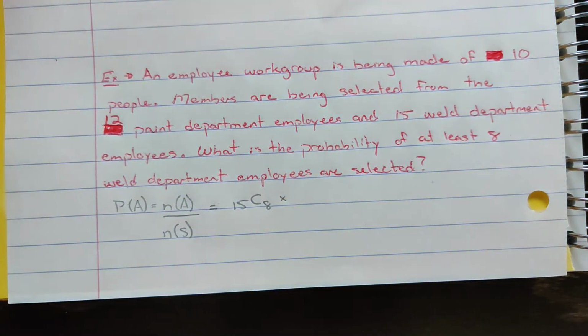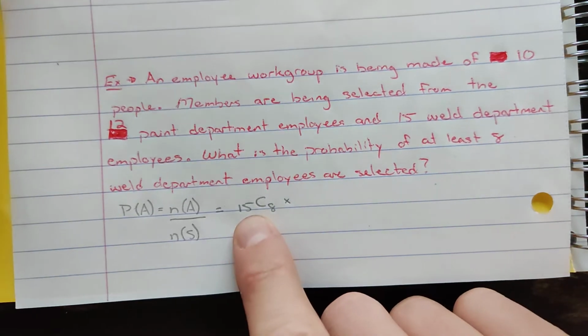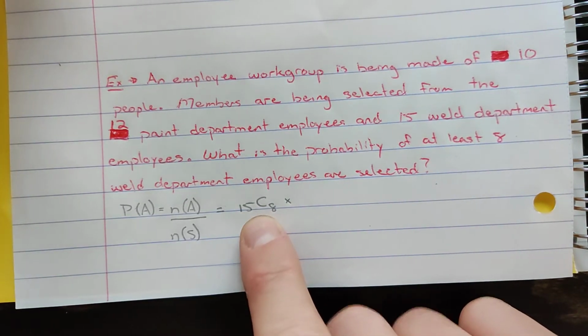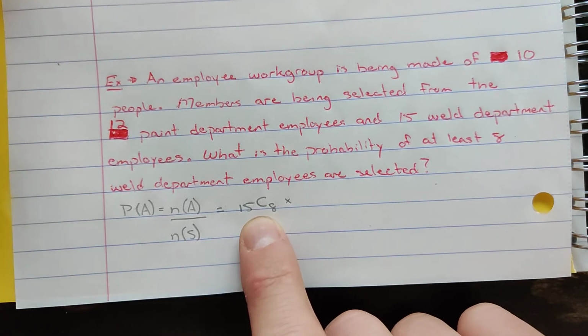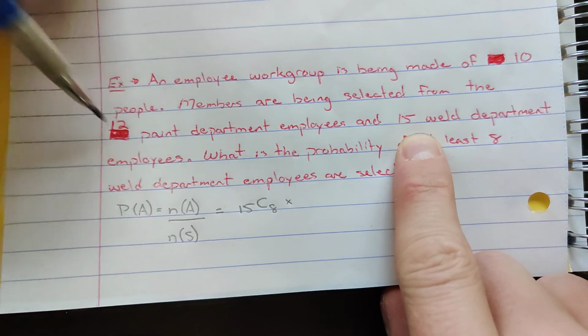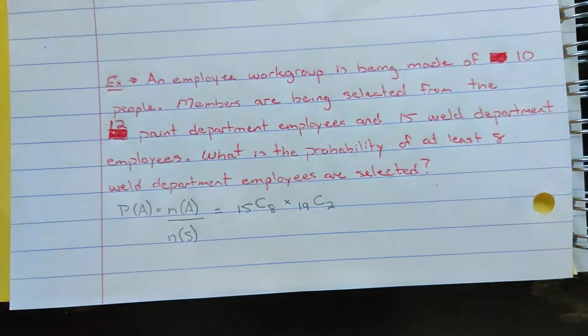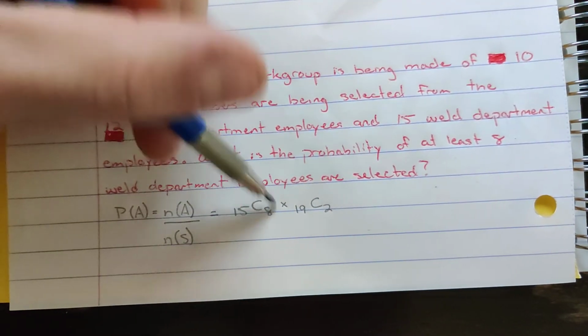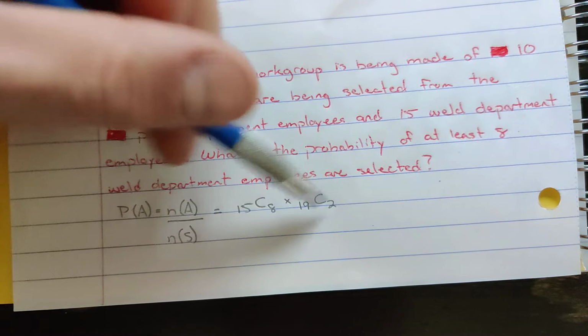times the remaining employees. So once we've picked 8 weld department employees, we're left with 7 weld department employees and 12 paint department employees to pick the remaining people. So this guarantees at least 8 weld department employees. We can pick more though. So we have 7 more weld department and 12, so that's a total of 19. Choose 2. So pick the 8 people for sure out of the weld department, and then the rest don't matter.